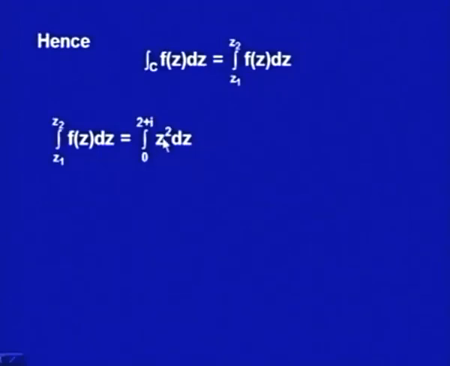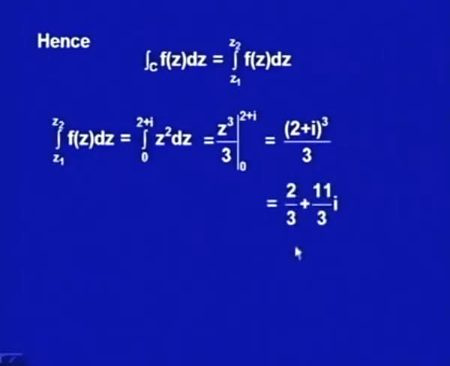So, we get z cube by 3 evaluated from 0 to 2 plus I, which is nothing but (2 plus I) whole cube by 3. You have to see that this is how we got the result in the second one, that is in C3. So, it is 2 by 3 plus 11 by 3 I. In that case it is free of the path of integration. Let us take one more example.